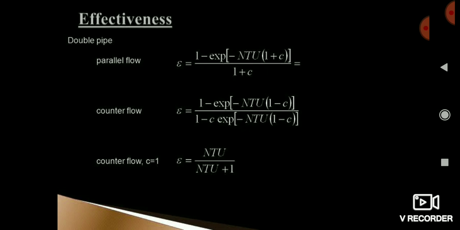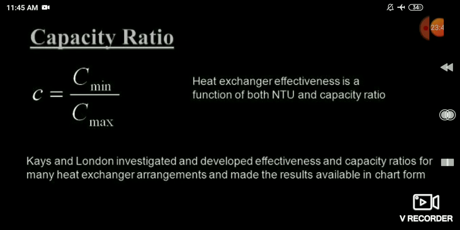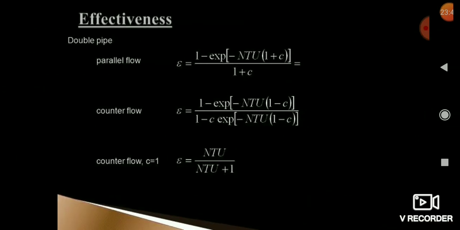And friends, in the third case, when the small c value is 1, meaning C minimum is equal to C maximum, the counter flow equation, which looks very lengthy, gives effectiveness equal to NTU divided by NTU plus 1. Friends, many times while studying I was confused: if I put the C value equal to 1, it is going to be 0 in the numerator and 0 in the denominator. Then how does it become NTU divided by NTU plus 1?